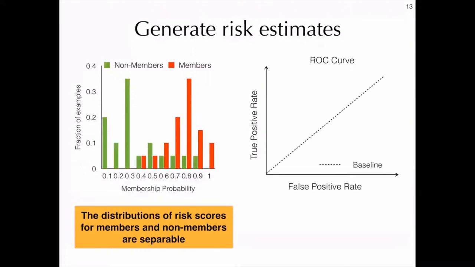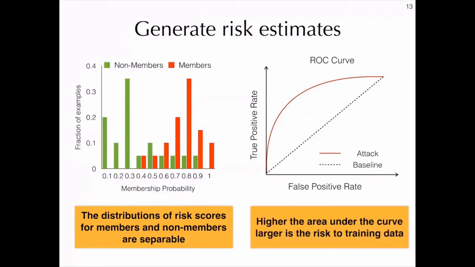A trivial strategy, such as random guess, can achieve equal rates of true positive and false positive rates. ML privacy meter automatically plots the ROC curves that are achieved by our simulated attackers. The area under these curves represents the success of the attack, and the higher the area under the curve, the larger the risk to training data.